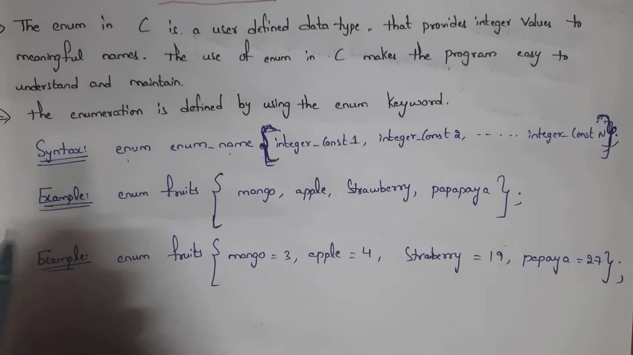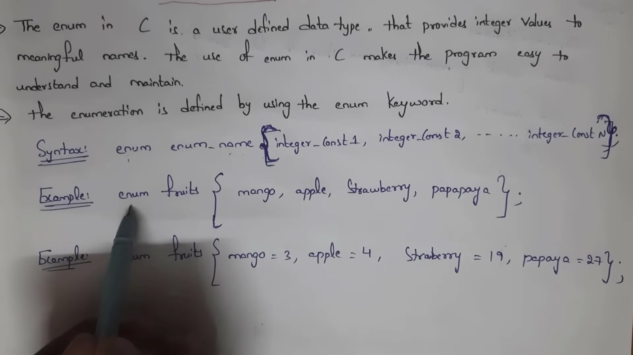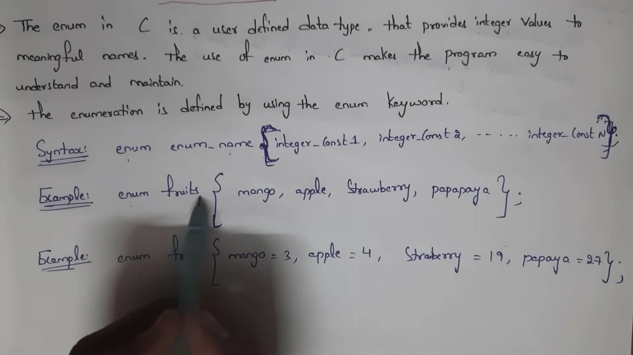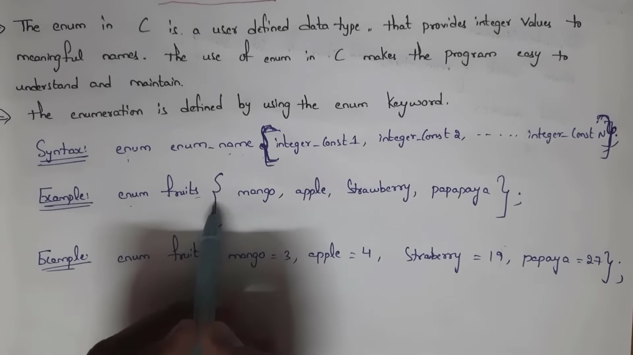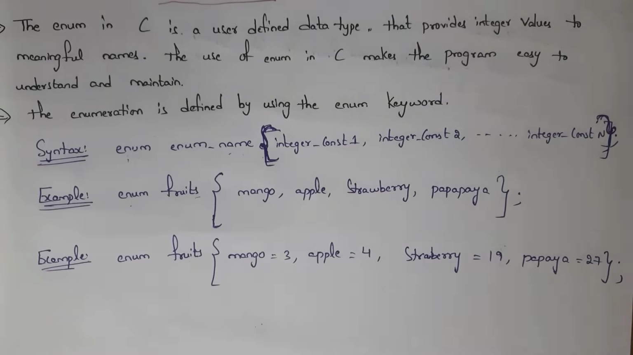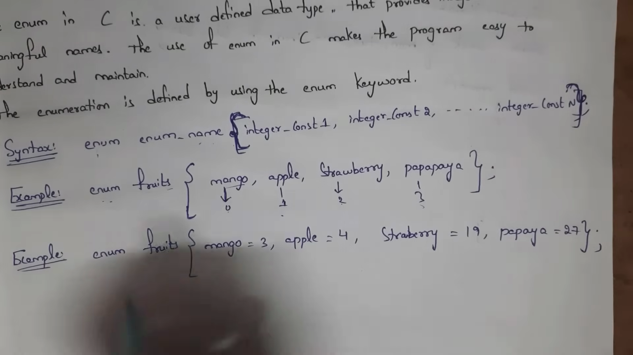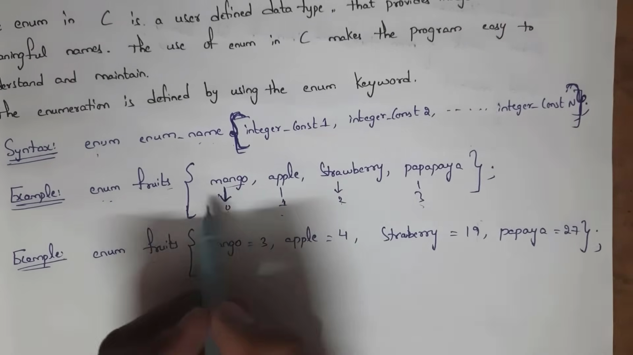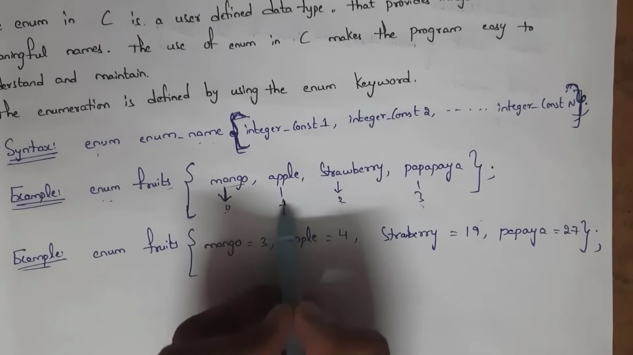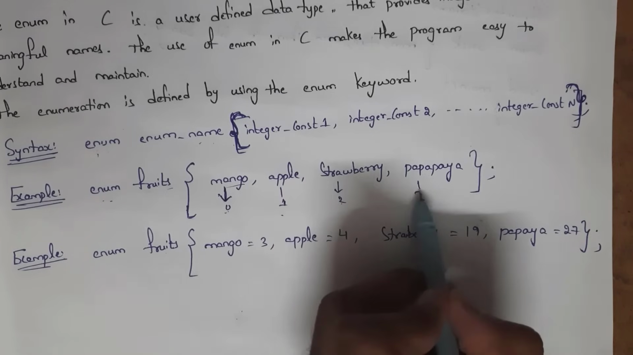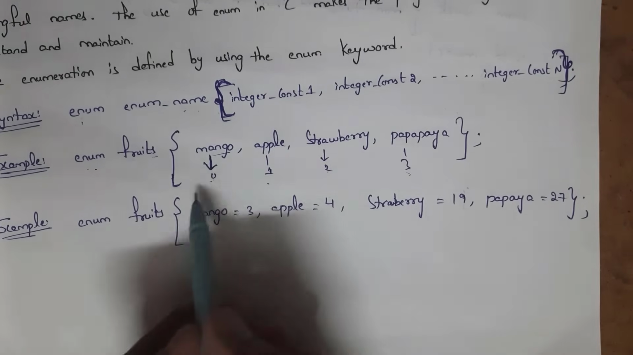This is an example. Here, at first I wrote the enum keyword and after that I took the enum name as fruits and opened curly brackets. Inside this I wrote some fruit names like mango, apple, strawberry and papaya. By default it will take the starting name as 0. So the value of mango is 0, apple is 1, strawberry 2 and papaya 3. So you will get output as 0, 1, 2, 3.